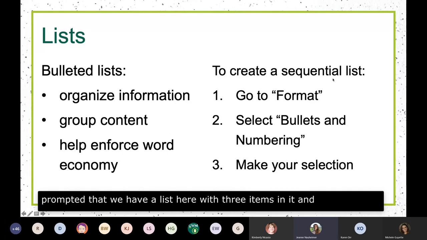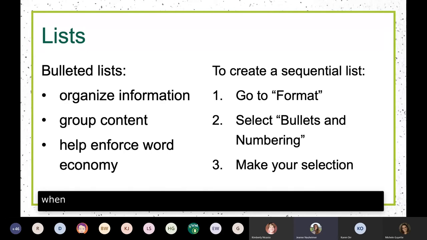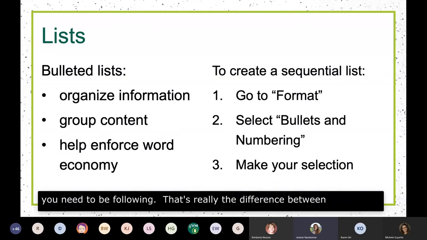For creating sequential lists, here I've used numbers to help with the sequencing. We just want to make sure that when you are doing sequential lists, you actually have an order that you need to be following. That's really the difference between bullets and numbered lists.